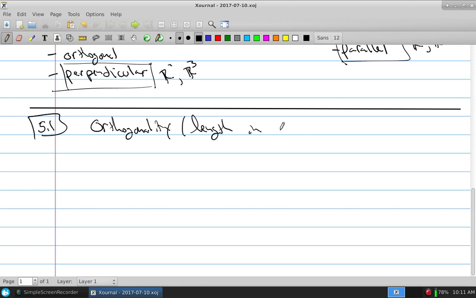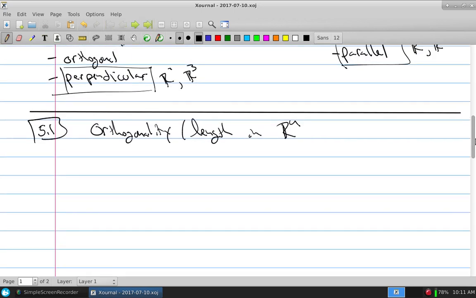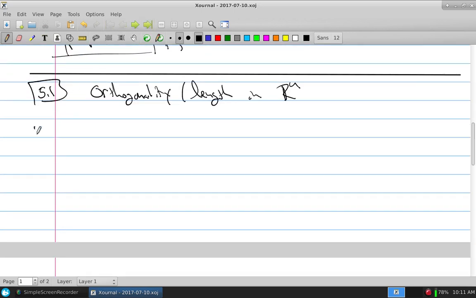Length in Rn. And really, we'll start off in R2 and R3. So we're going to use R2, R3, and analytic geometry to start our discussion. So R2, R3 with geometry. So, world measure, and I probably ought to get rid of the word geometry. I'll say Euclidean geometry.